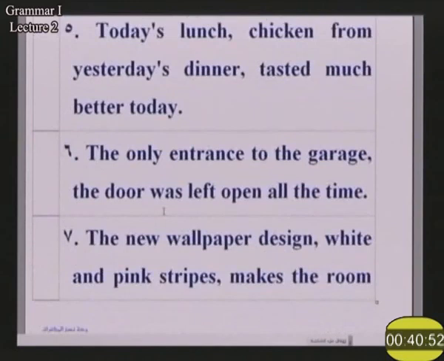The only entrance to the garage, the door was left open all the time. طيب فين الجملة الأساسية بتاعتي؟ The door, يعني ما أقدرش أقول the only entrance, ما أقدرش أقول إن كلمة entrance is the subject. ليه؟ Because I have a comma, ولا garage. Because I have a comma, يبقى كل الجزء ده مش مهم. It's not the subject. The subject is the door. Was left open all the time. That's the rest of the sentence. This sentence is correct.